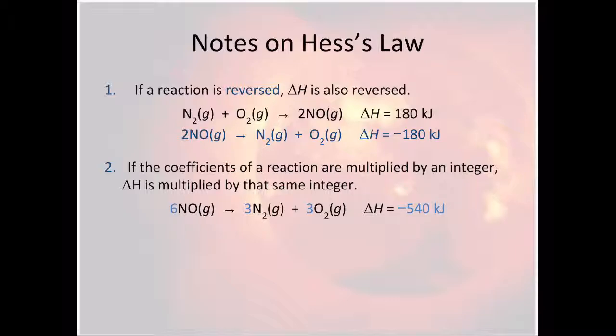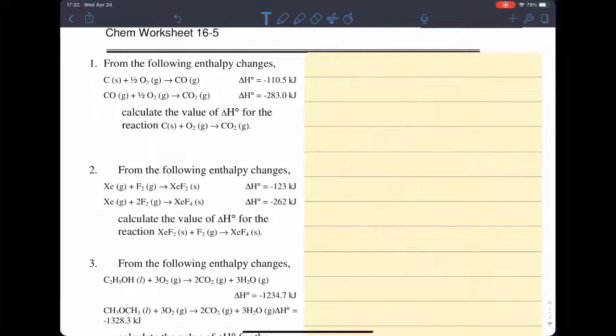So I'm going to go through an example here just to show you how we try to process these. This is a couple of examples from the worksheet that I'm going to get you to work on. Now, what we need to do is make sure that we are looking specifically for this reaction right here. We want carbon on the left-hand side, oxygen on the left-hand side, and CO2 on the right. We also want them to have the right number of coefficients, and we need to use these values in order to figure out what our total enthalpy change is.